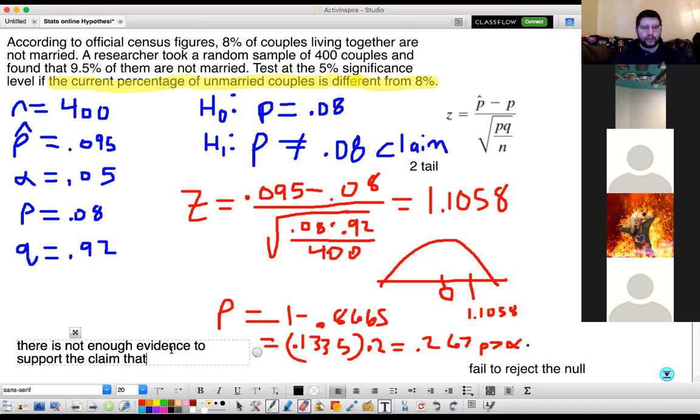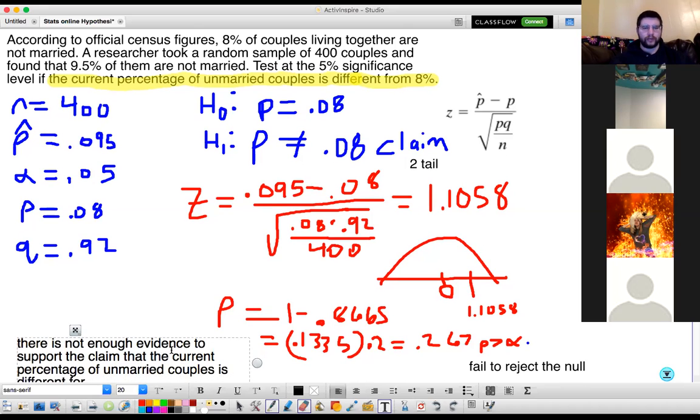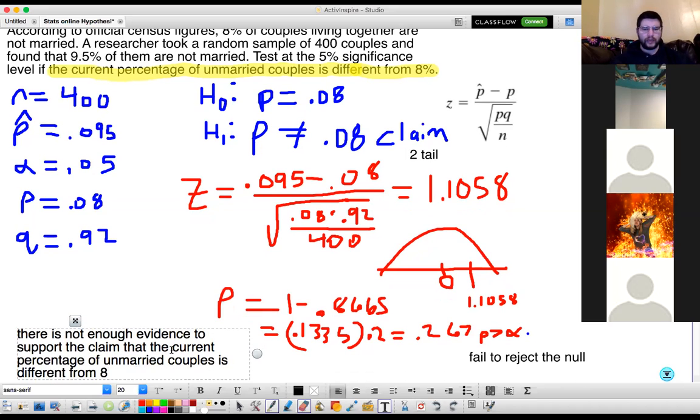There's not enough evidence for the claim that the current percentage of unmarried couples is different from 8%. So that's why I like to write my hypotheses first.